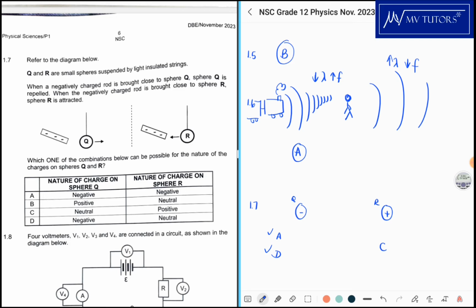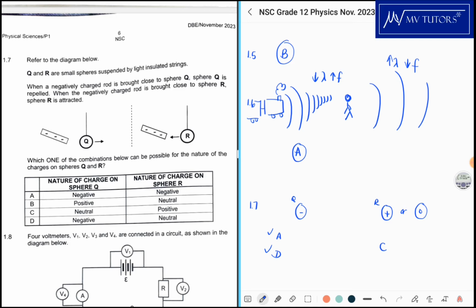But the one thing I have forgotten is that when it comes to forces of attraction, you either have a negative and a positive, right? So when the rod was negatively charged, I assumed that R is positive. Positive is the correct answer, but a neutral charge will also attract a negative charge. So R can either be positive, or R can be neutral. Yeah, that's one thing I had forgotten.